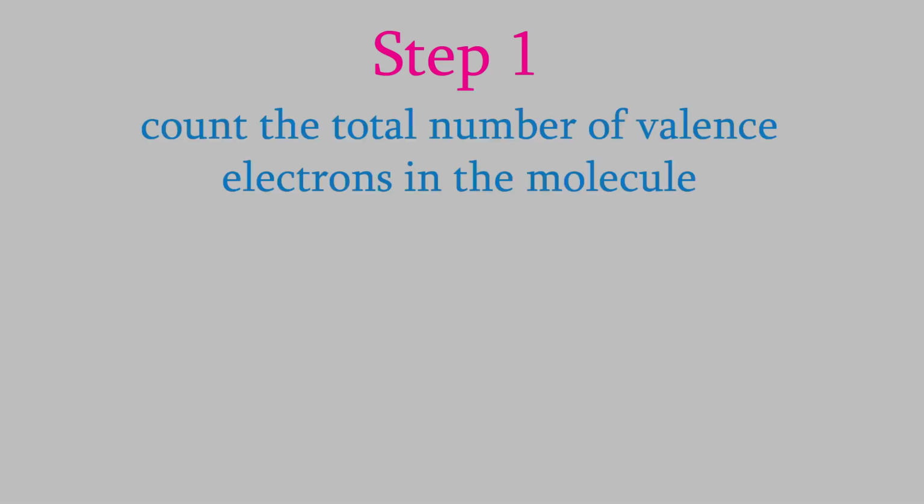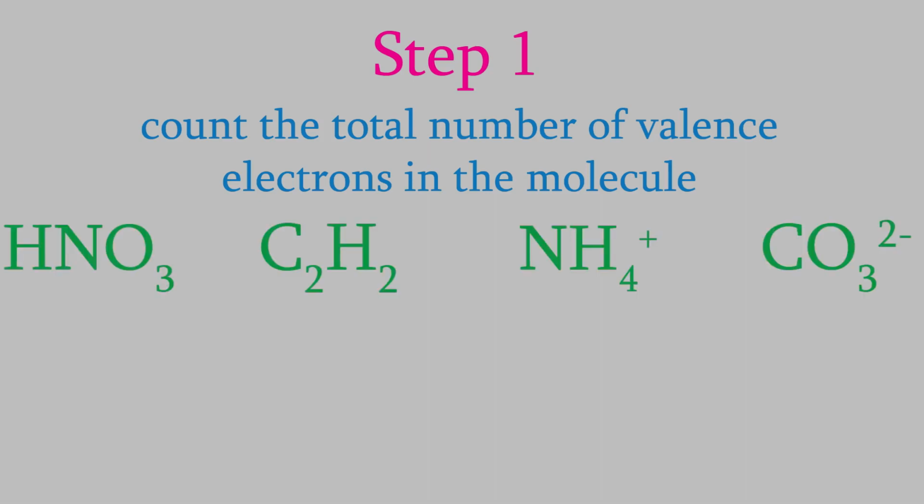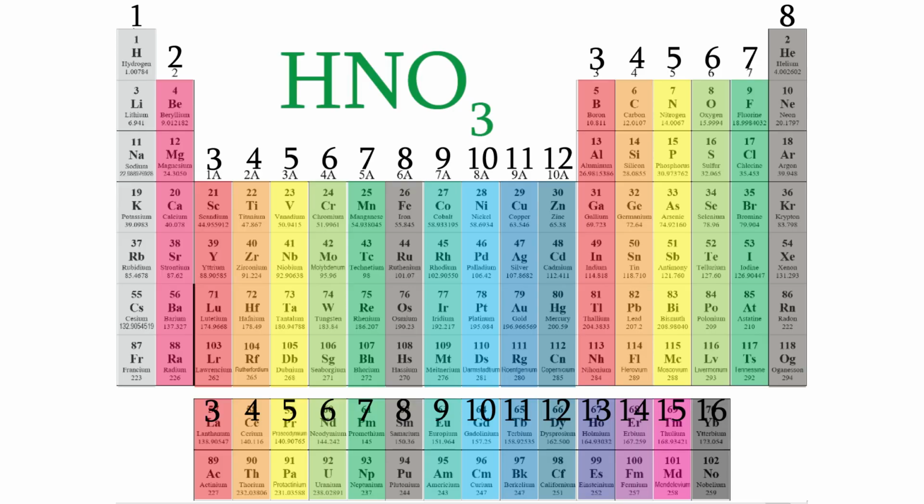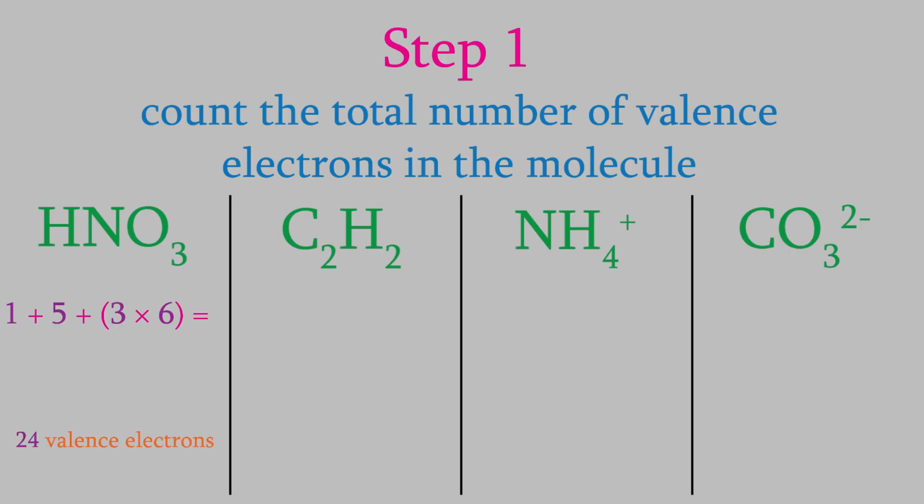The first thing we need to do is to find the total number of valence electrons for the elements in the compound. Let's try it for these 4 compounds and ions. In the first compound, which is our nitric acid, the periodic table tells us that the hydrogen has 1 valence electron, the nitrogen has 5, and each oxygen has 6. There are 3 oxygens, so the molecule has a total of 24 valence electrons.